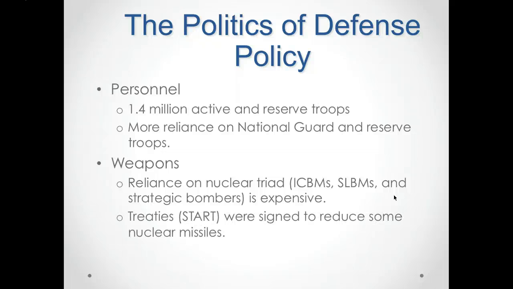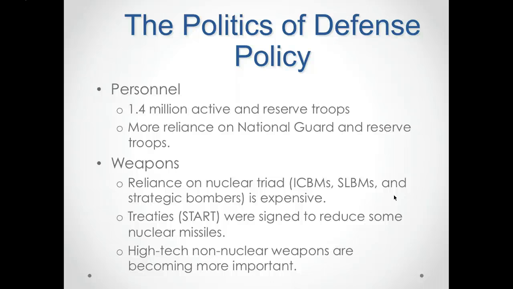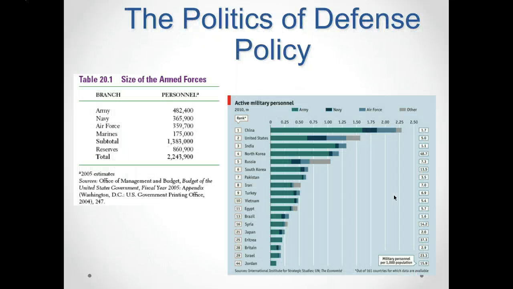We've agreed since the fall of the Soviet Union to a treaty called the START Treaty, which would cut the number of missiles that we have pointed at the Russians. We are now relying on non-nuclear conventional weapons, but high-tech weapons like drone aircraft, which have played a bigger role in American foreign policy and American military policy over the past couple of years. So if we look at the number of soldiers, we can see that the U.S. is ranked second in terms of total number of military personnel.